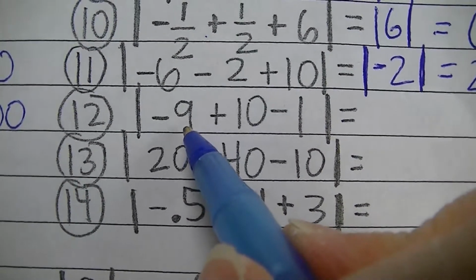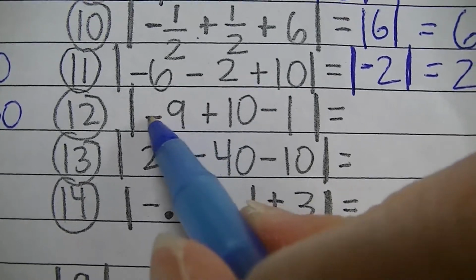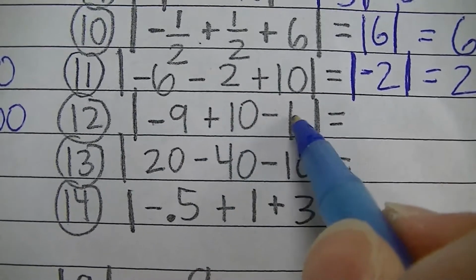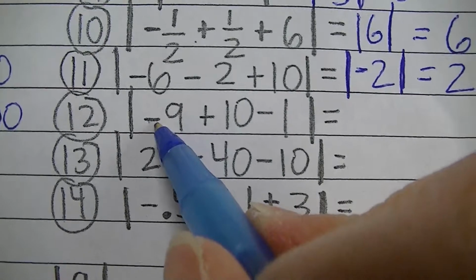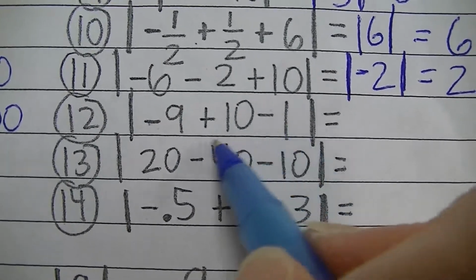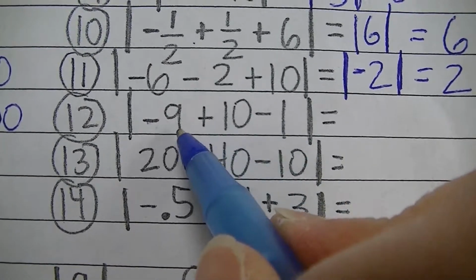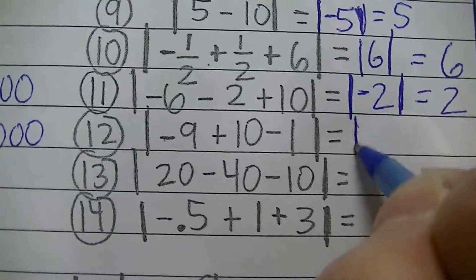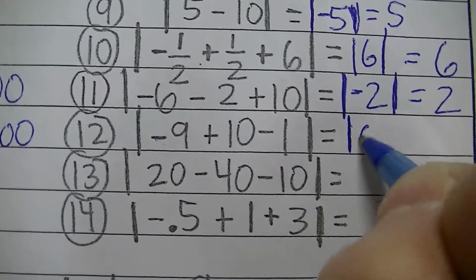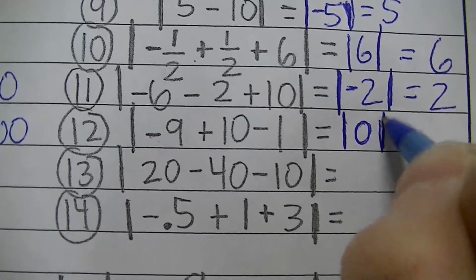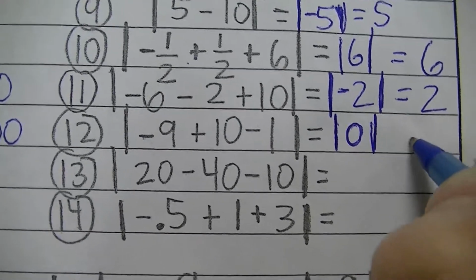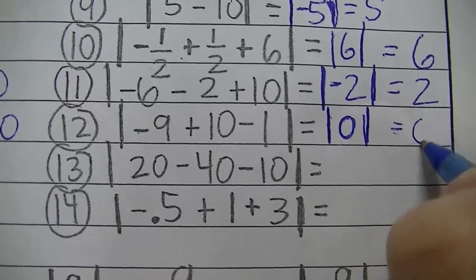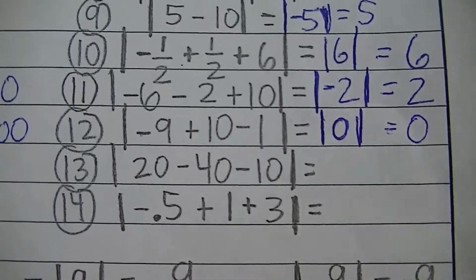Okay, right here, I see that I can group a -9 plus a -1. -9 plus a -1 is -10. So -10 plus 10, those are additive inverses. -10 plus 10 is 0. So I'm really finding the absolute value of 0. How far is 0 away from itself? It's 0 units away from itself.